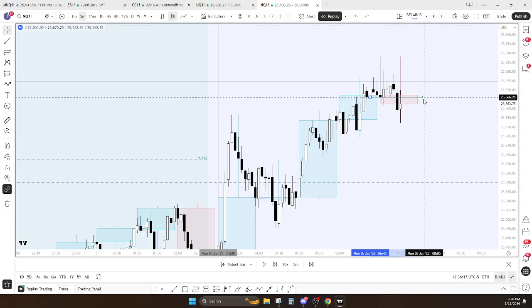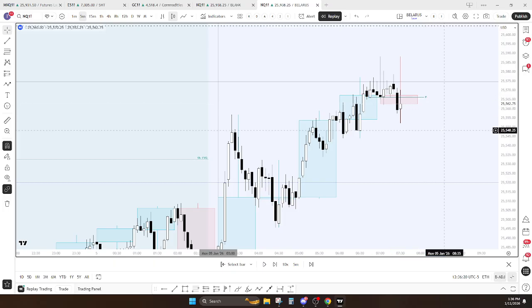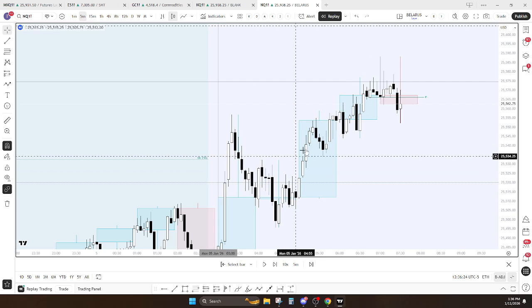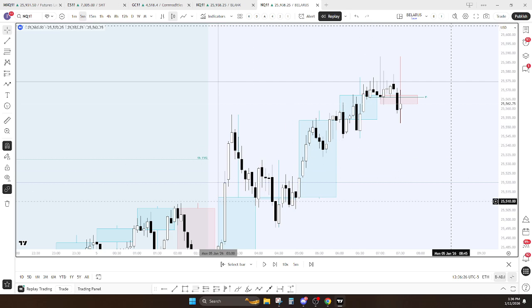And we have enough room to test the hourly fair value gap below us that we just left. Yes, exactly. So there's plenty here that to me says it's okay to take this short.